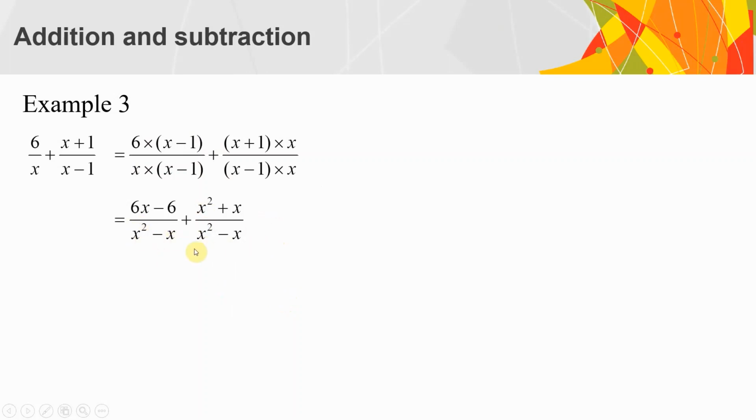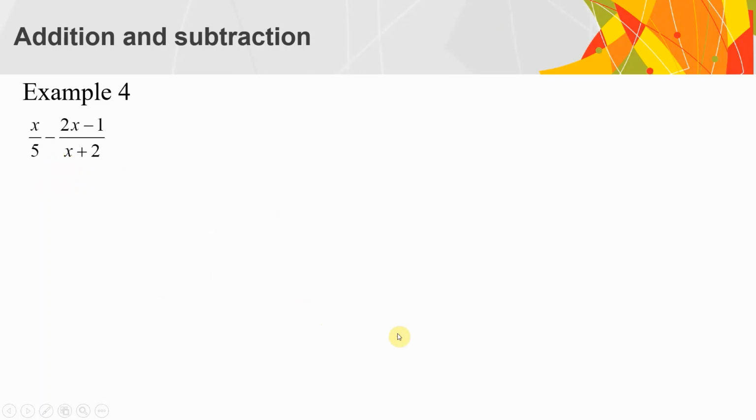Now that we have the same denominator, we can add the numerators up. It's just good practice to arrange the expression according to the power, starting from the highest power all the way down. So this is an example of when we have variables in both denominators.